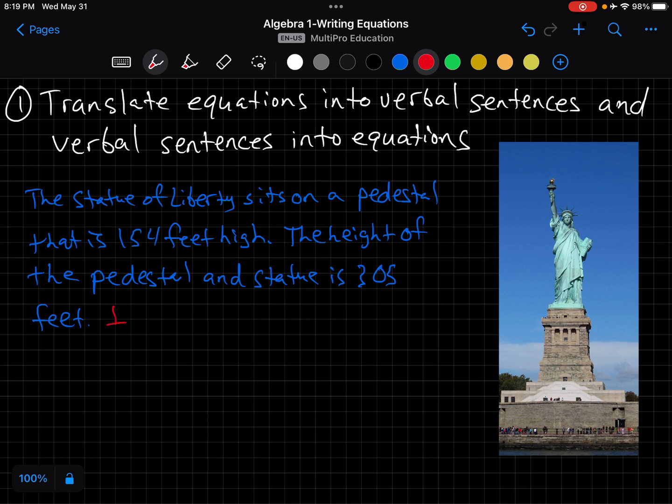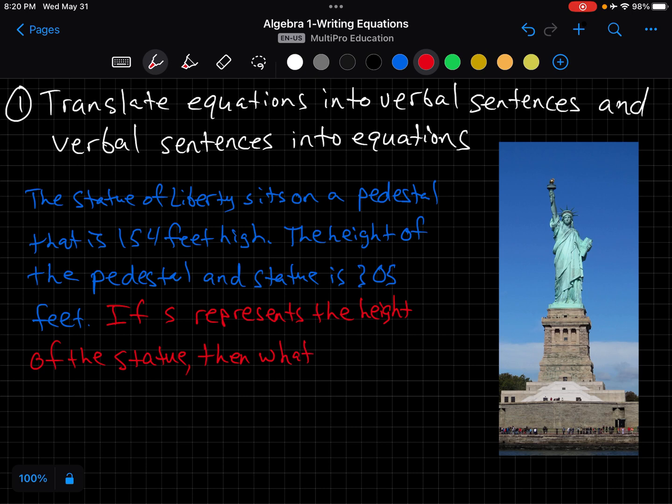Alright, now we want to know if S represents the height of the statue, then what equation represents the situation?